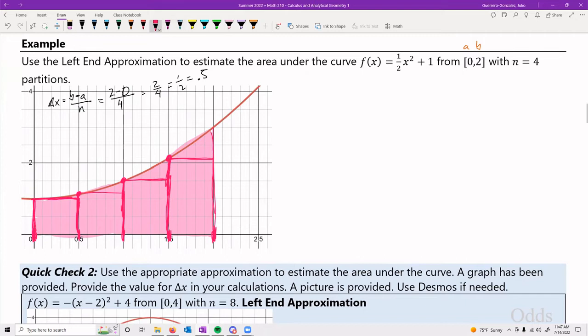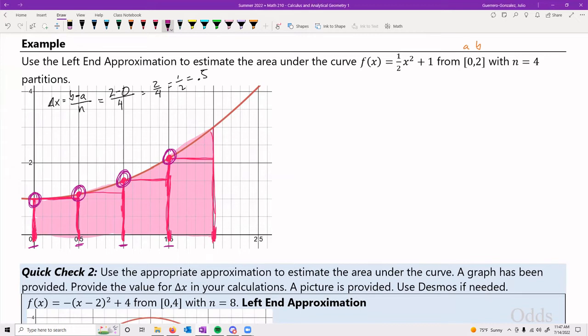So notice, let me circle the ends that matter here, okay? Since this is the left end point, I need the left end of this box. So it's going to be 0, left end of this box, 0.5, left end of this box, 1, left end of this box, 1.5, and that's it. Those are our 4 boxes.